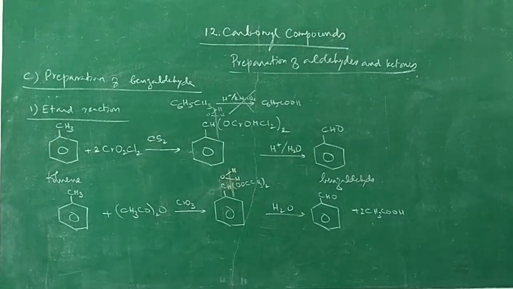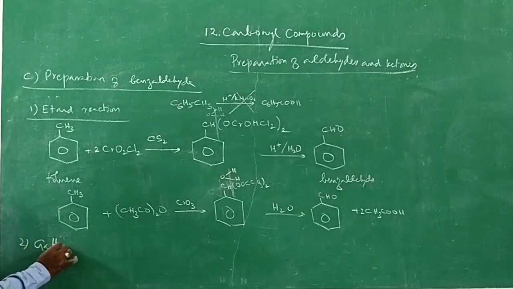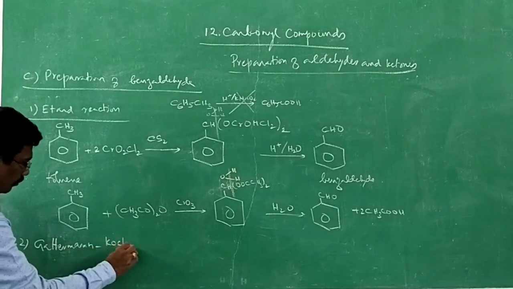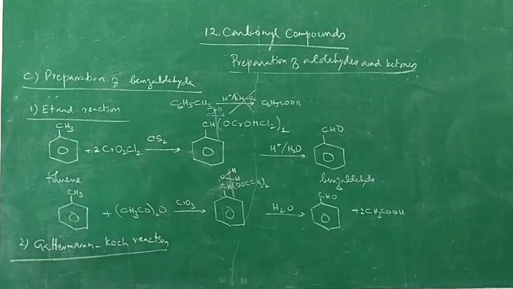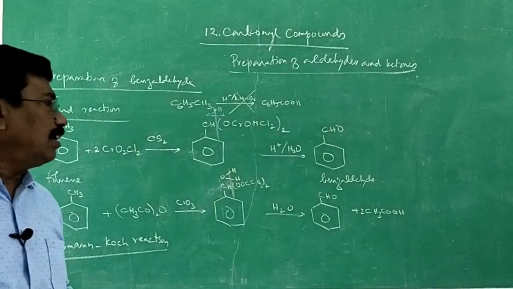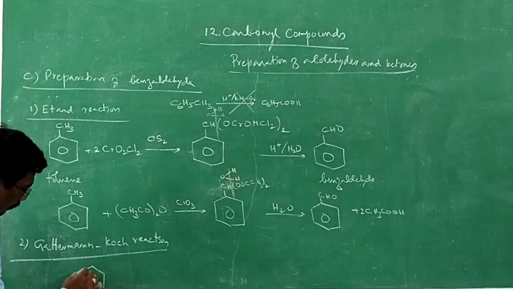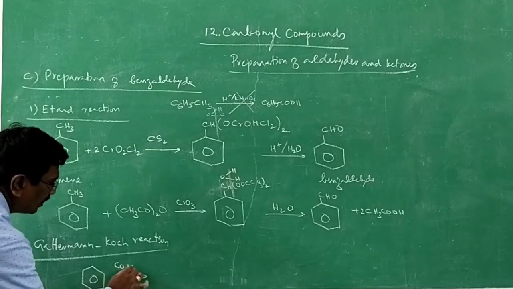Then second reaction, Gattermann-Koch reaction. Here also the method involves the formation of benzaldehyde. Therefore, we start with benzene. It is made to react with carbon monoxide and HCl.